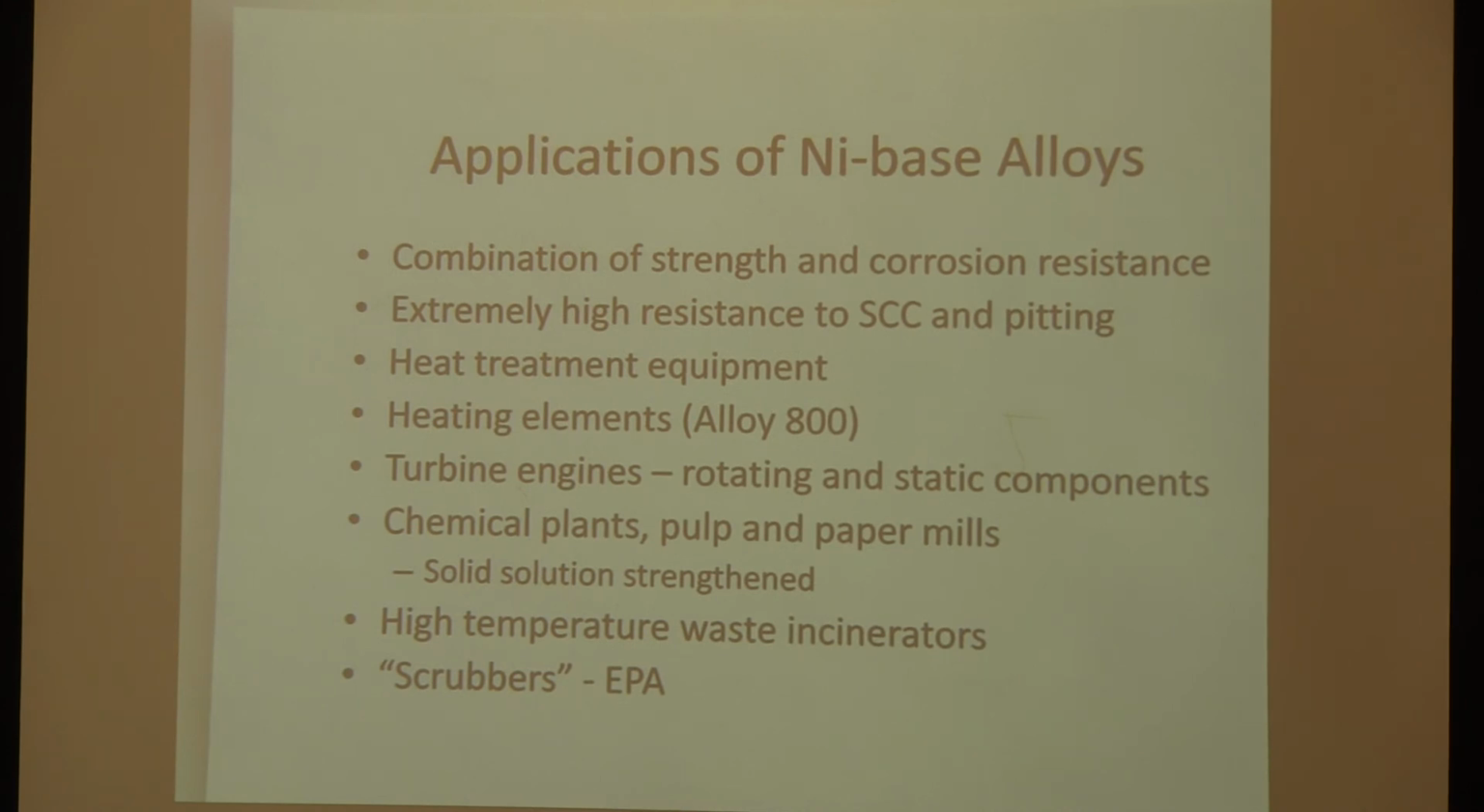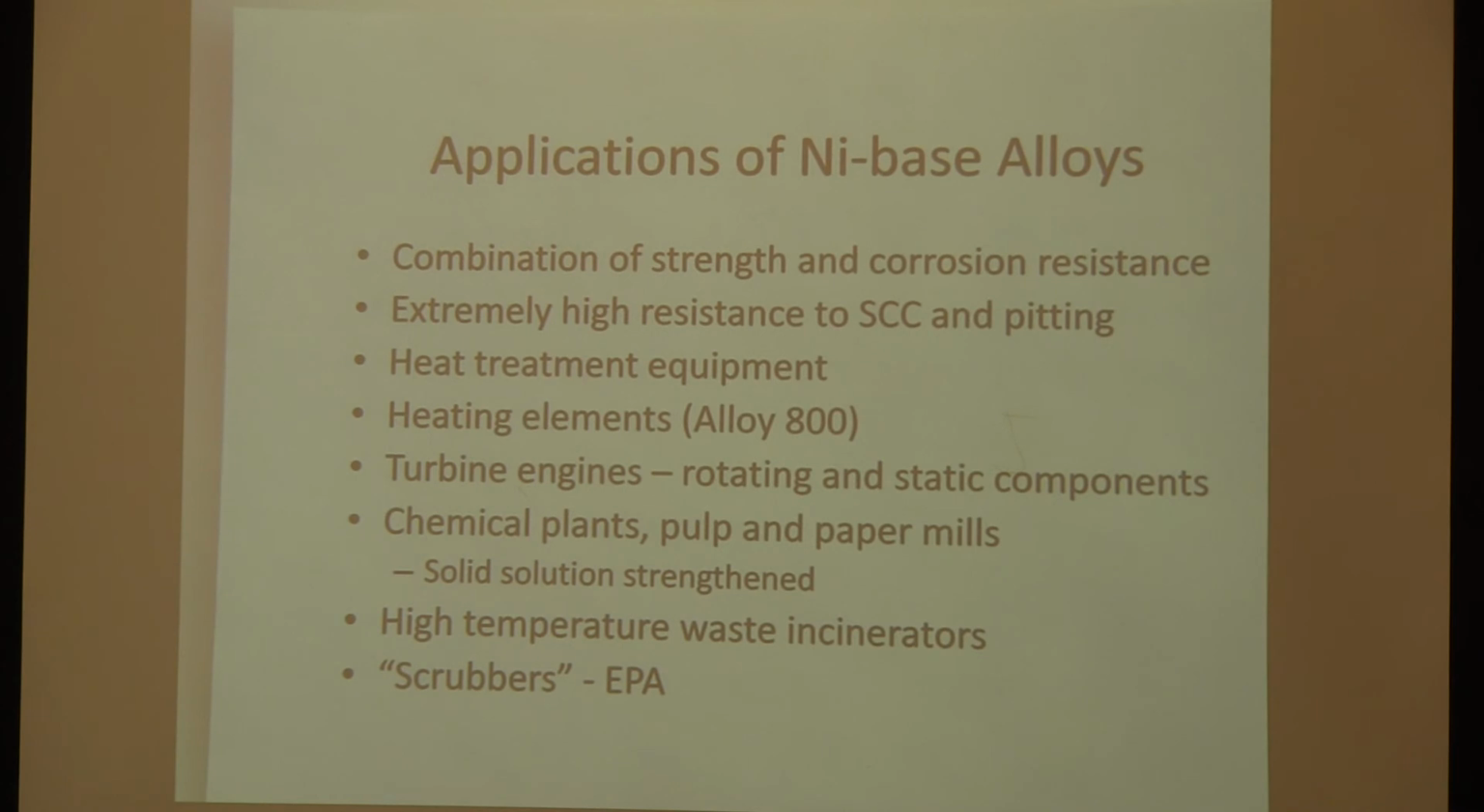So some of the places where these alloys typically get used are in heat treatment equipment, in heating elements, turbine engines, both rotating and static components are often made of the Inconel alloys. Chemical plants, pulp and paper mills often use the solid solution strengthened alloys. High temperature waste incinerators and scrubbers are used for EPA requirements for cleaning the air from power plants and other things.